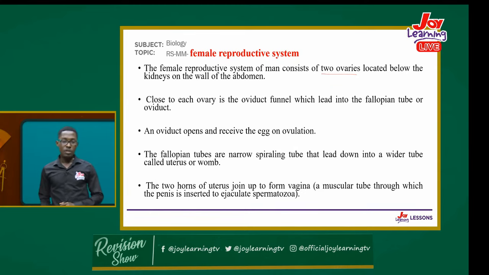So back to our notes. We saw two ovaries. Close to them are the oviduct funnels. And the oviduct funnel itself continues with the oviduct, where the egg will have to pass. It's the same place where eggs are usually fertilized. Now, during ovulation, the egg is released and moves slowly through the oviduct to get to the uterus, the womb.